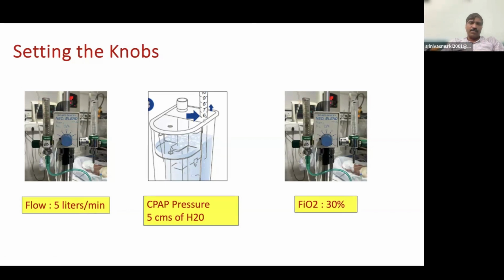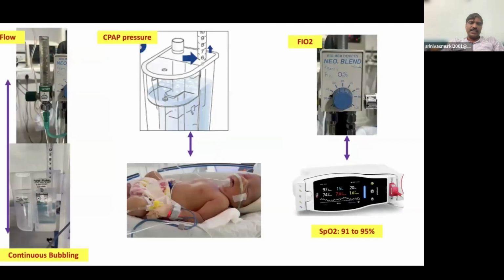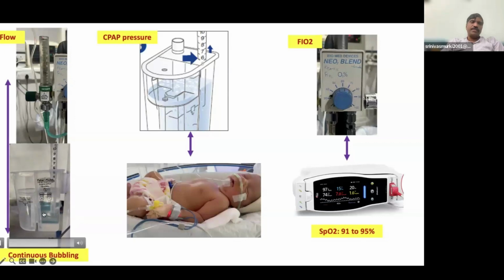Now, after you start the baby on CPAP, you need to adjust the settings. So how do you know your flow of 5 liters is adequate or not? You look at the bubbles in the bubble chamber. If these bubbles are continuous, you know your flow is adequate. That is 5 liters is adequate.